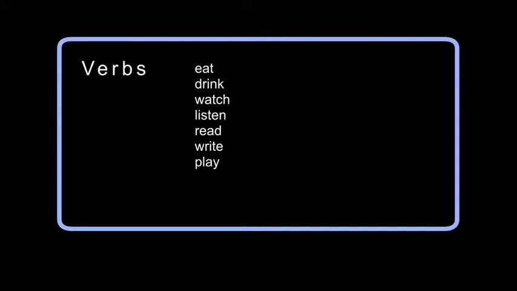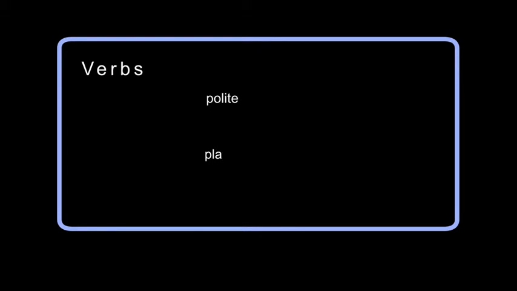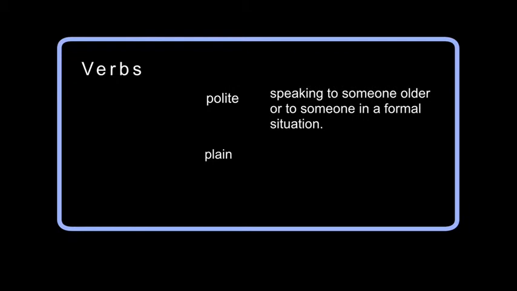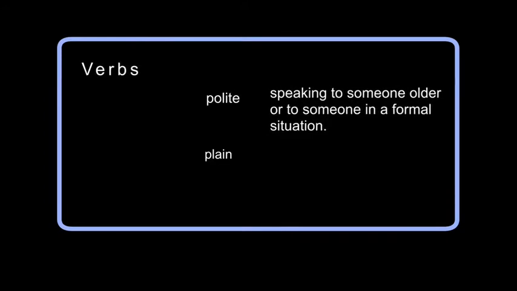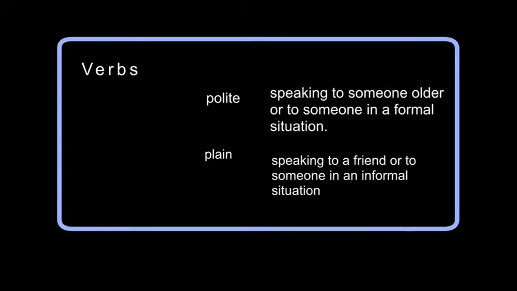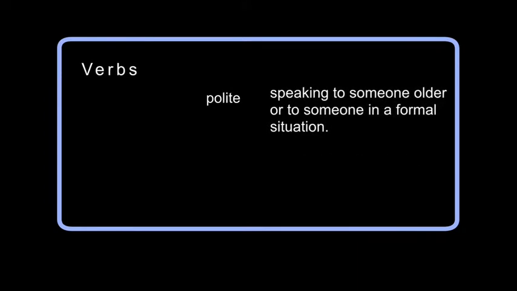There are 2 versions of Japanese verbs. There's the polite form and the plain form. The polite form is generally when you're speaking to someone who is older than you, or you're in a formal situation like giving a speech or meeting someone for the first time. The plain form is used when you're speaking to a friend or you're in an informal situation. We're going to focus on the polite form of the Japanese verb.